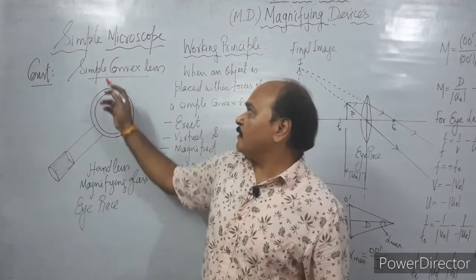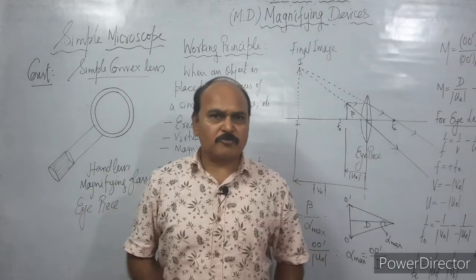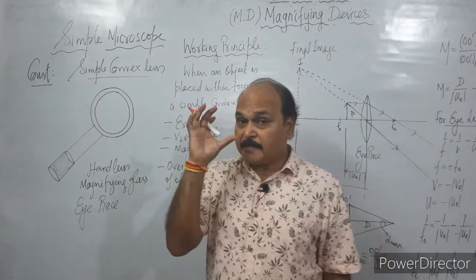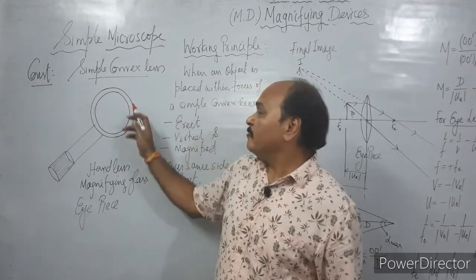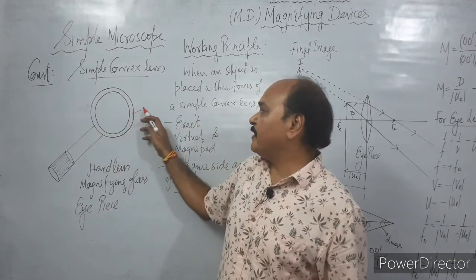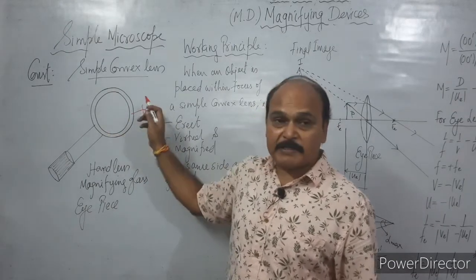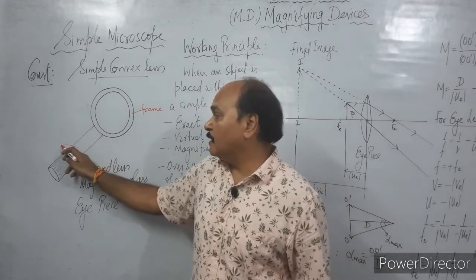So, children, let us now study the first of the four magnifying devices we have just seen in the spectrum of magnifying devices. And this very first device is simple microscope. What is simple microscope? Well, simple microscope is nothing but a simple convex lens. A simple convex lens fixed in a frame. This is a frame. In this frame, a convex lens is fixed. And this frame may be attached with a handle.